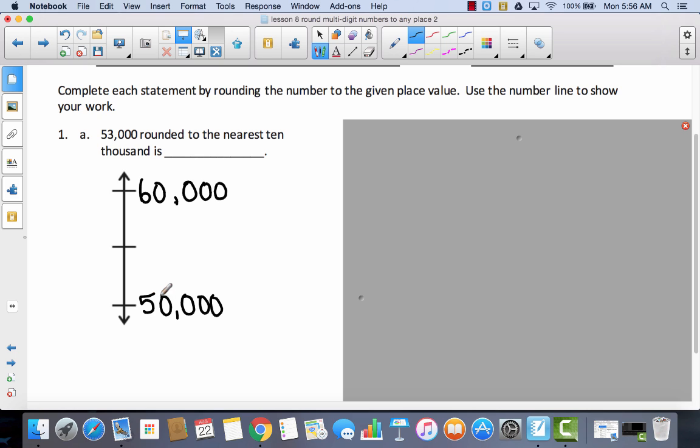So now I'm looking for my halfway point. What would be halfway between 50,000 and 60,000? Well, halfway between 50 and 60 is 55. So halfway between 50,000 and 60,000 is 55,000. So now I have to put 53,000 on my vertical number line, and the 5's are the same, but the 3 in the thousands place is less than the 5, so 53,000 is going to be below the midway point, which means that 53,000 rounded to the nearest 10,000 would be 50,000.